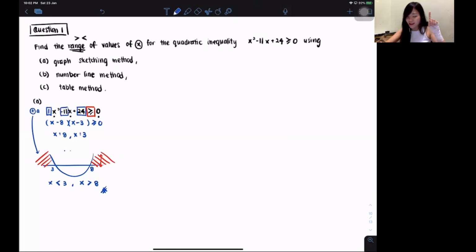No. Why? Because the question got an equal sign. Please write your answer with the equal sign as well. Equal sign also, okay? Done. Hopefully you guys understand.